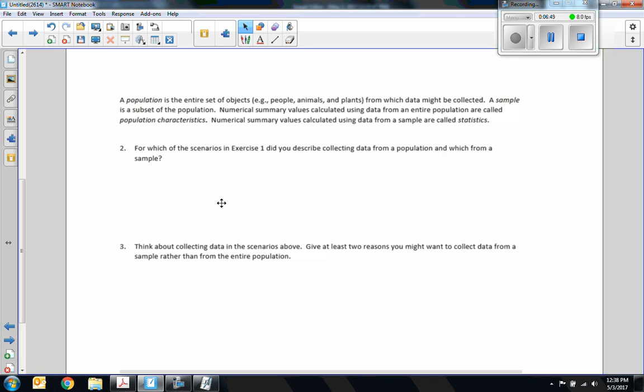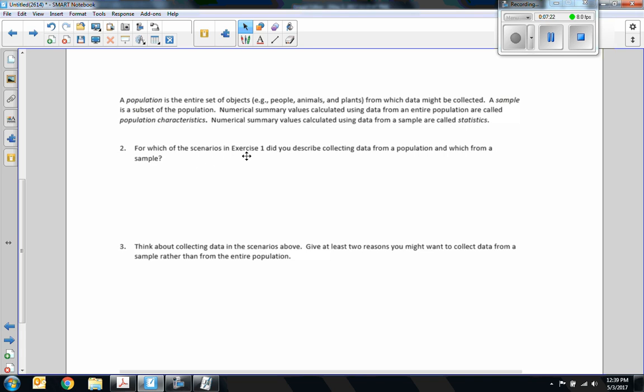It says a population is the entire set of objects, for example people, animals, plants, from which data might be collected. A sample is a subset of that population. Numerical summary values calculated using data from an entire population are called population characteristics. Numerical summary values calculated using data from a sample are called a statistic. So population characteristics is when every single person in the population is asked, whereas if we have a sample, then they are called a statistic.